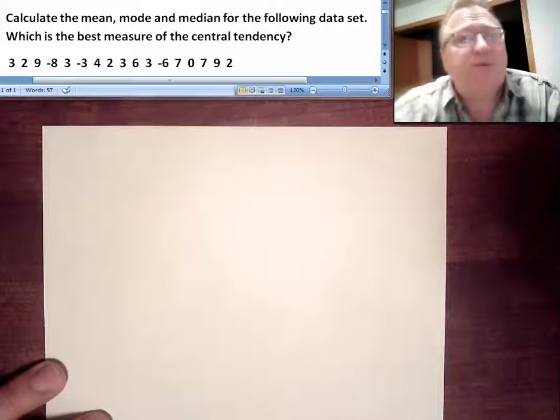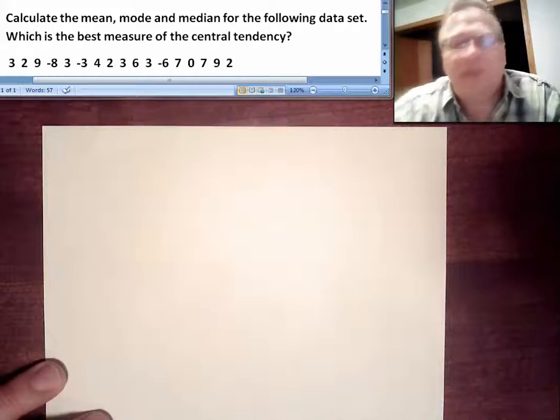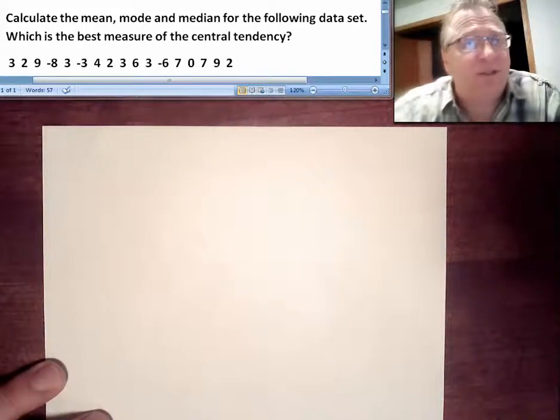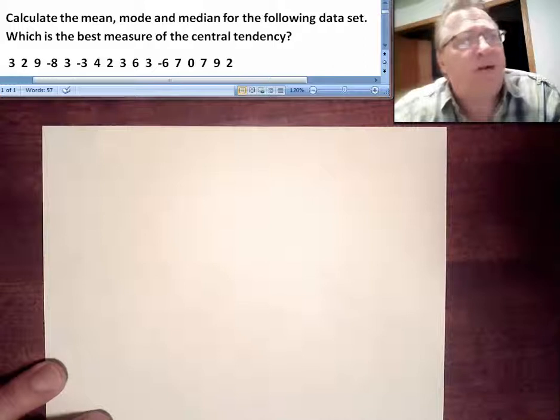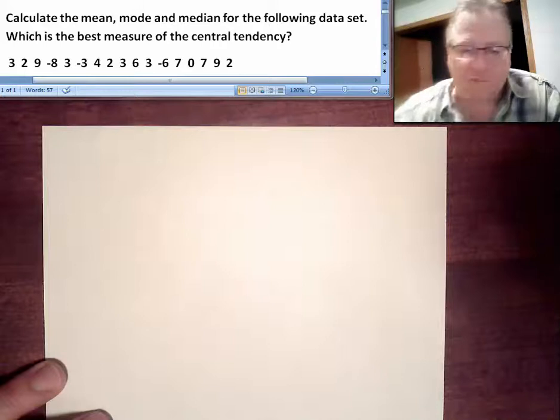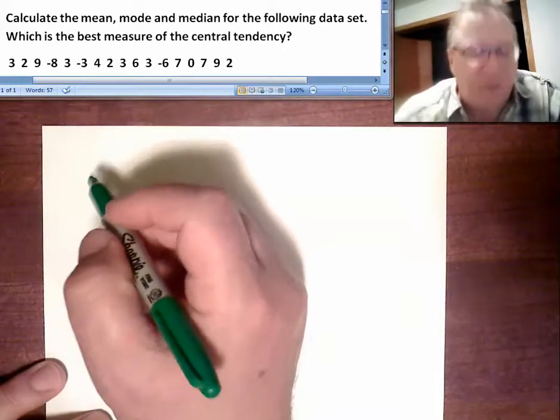It's rare that we would choose the mode as being the best measure of central tendency, but as you will find out in your critical thinking assignment this week, there is a special case when it is very handy. Okay, let's do a problem. I've written one here. You can see it up in my Word window. We want to calculate the mean, the mode, and the median for the following set of data. All right, let's start with the mean.